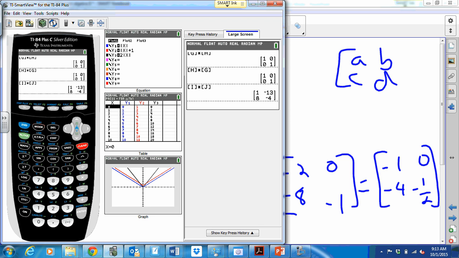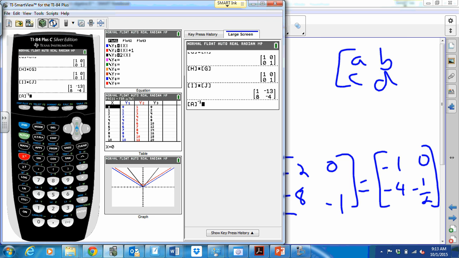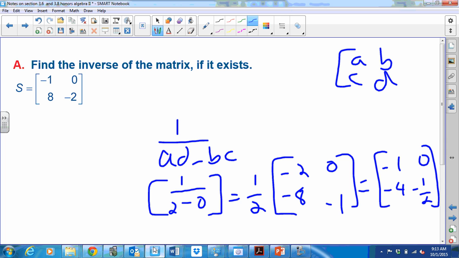Now that button that we've been hitting to pull up a matrix that says x to the -1, well, that is our inverse button. And so if I want to find the inverse of matrix A, I'm going to hit second matrix, pull up matrix A, and then hit just that inverse button to say I want to know the inverse of that. And so when I do that, I get -1, 0, -4, -1/2, which is what we got when we did this mathematical process to find it. So you're going to use that X inverse button.